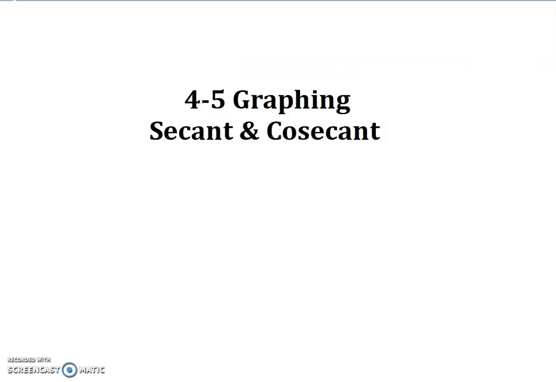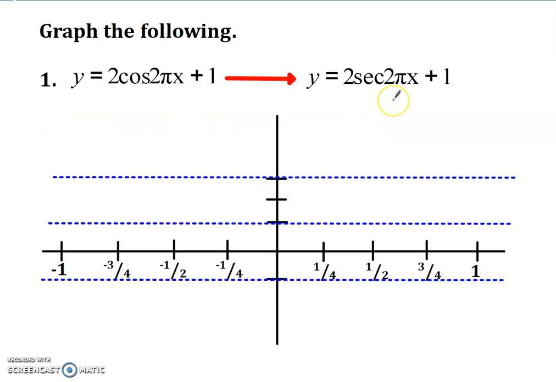I am going to take those two functions. Like I said, it's 4-5, graphing secant and cosecant, if you want to title your notes. This was the first warm-up question: y equals 2 cos 2 pi x plus 1. All that I did here was change the cosine to secant. Those are reciprocal trig functions.